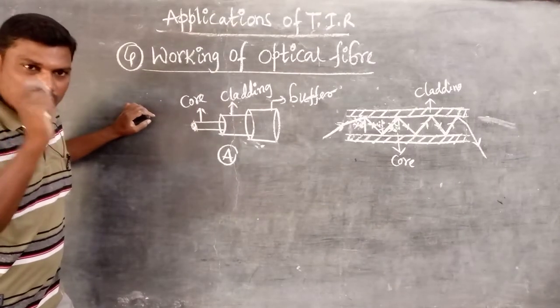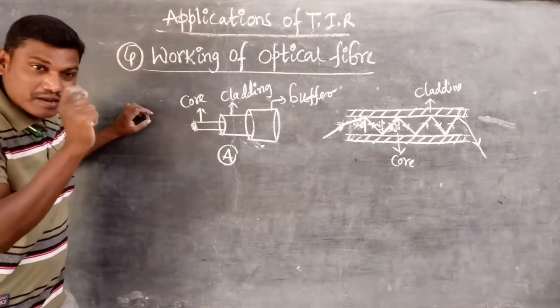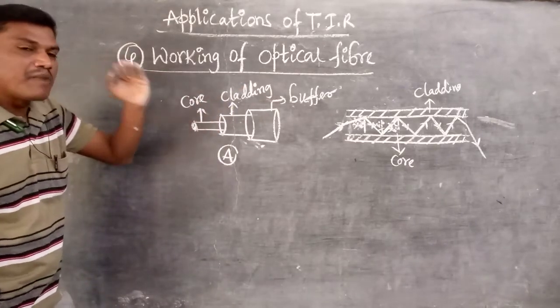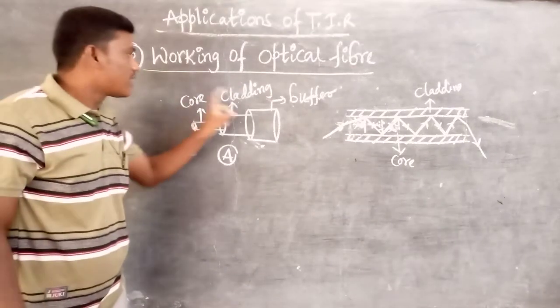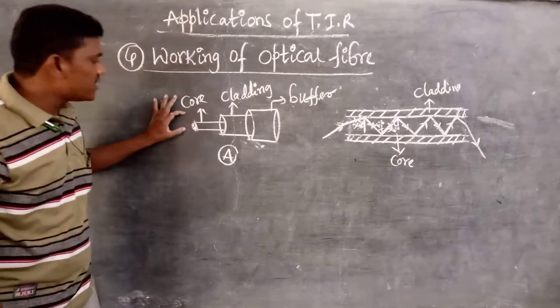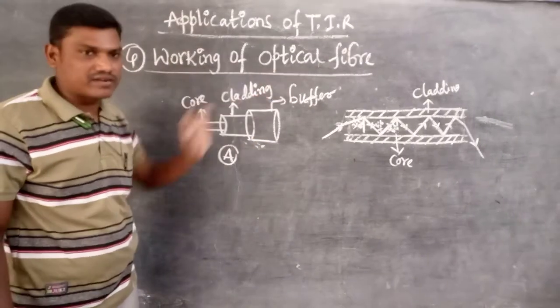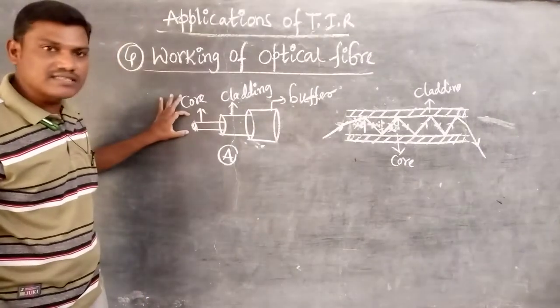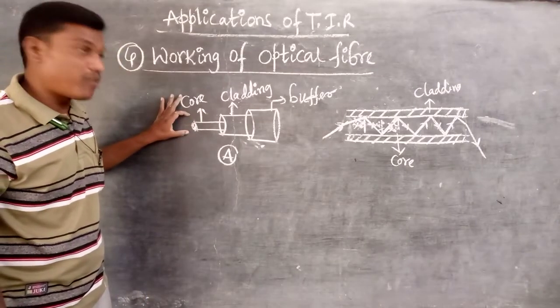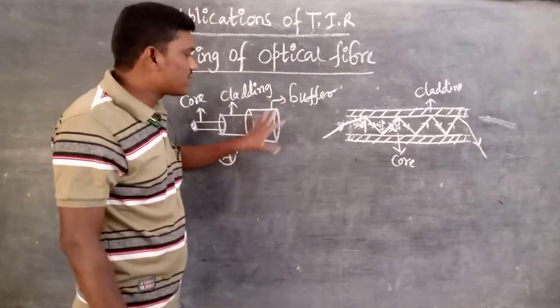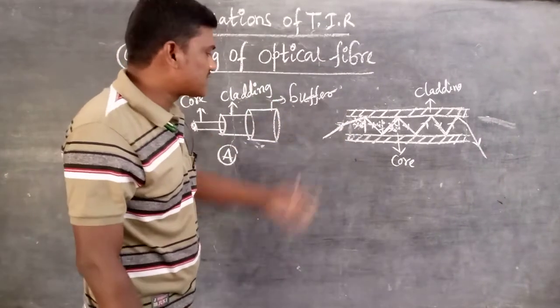Generally, optical fiber is made up of either plastic or glass. It has mainly three parts: core, cladding and buffer. Core is the main part. This core is surrounded by cladding and buffer. It's nothing but the core having two stages of protection, cladding and buffer. After that, we draw this diagram and explain.